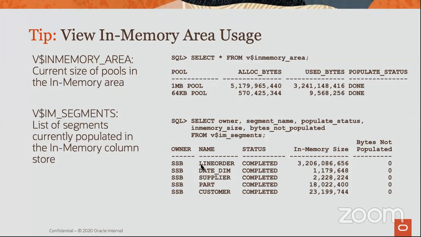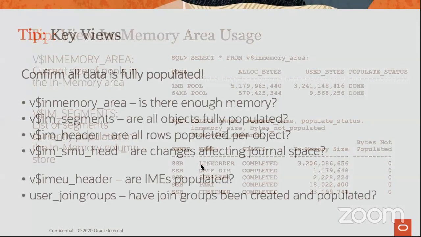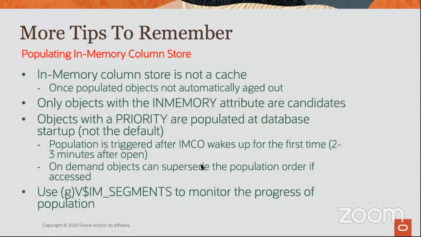So we want to be able to go through that data very, very fast. That's the in-memory part. So we recognize that the column store isn't a cache. Those objects will be populated. Once they're enabled, they'll be populated and they'll stay there in the column store for the duration of the instance or until you do an alter table no in memory. So that's a key point I want to get across to make sure you understand that it's not a cache, it is a store.